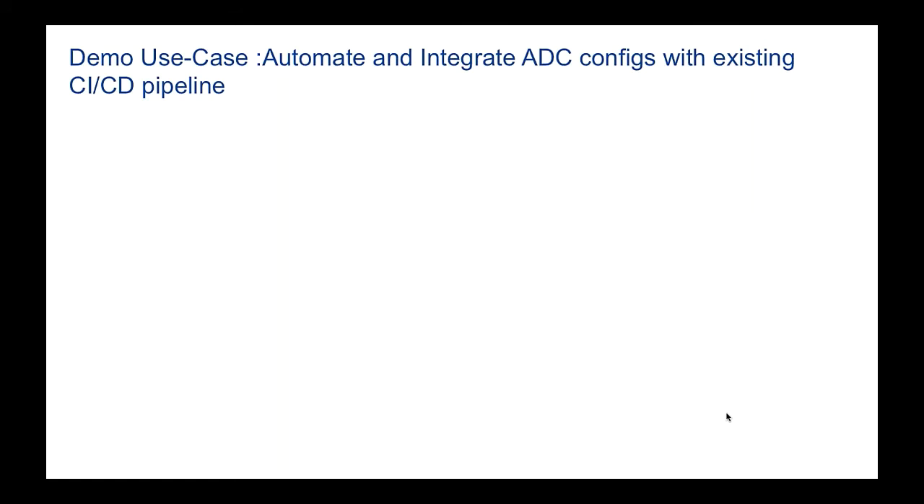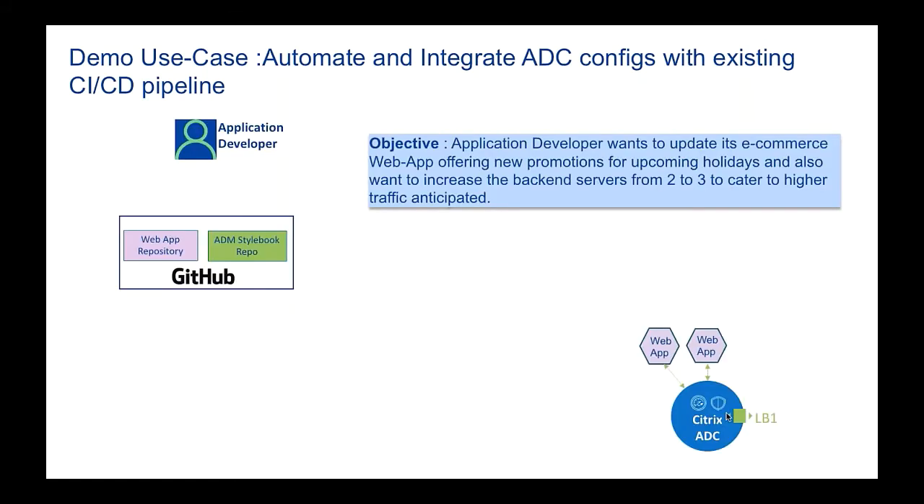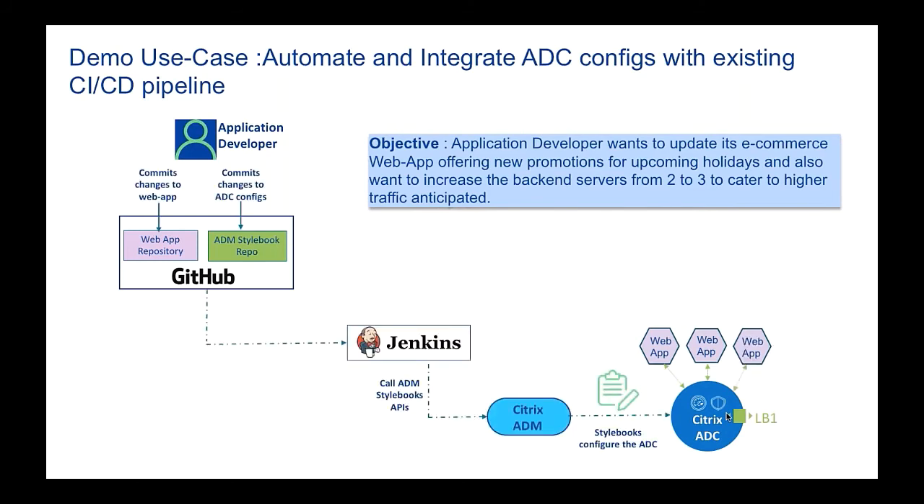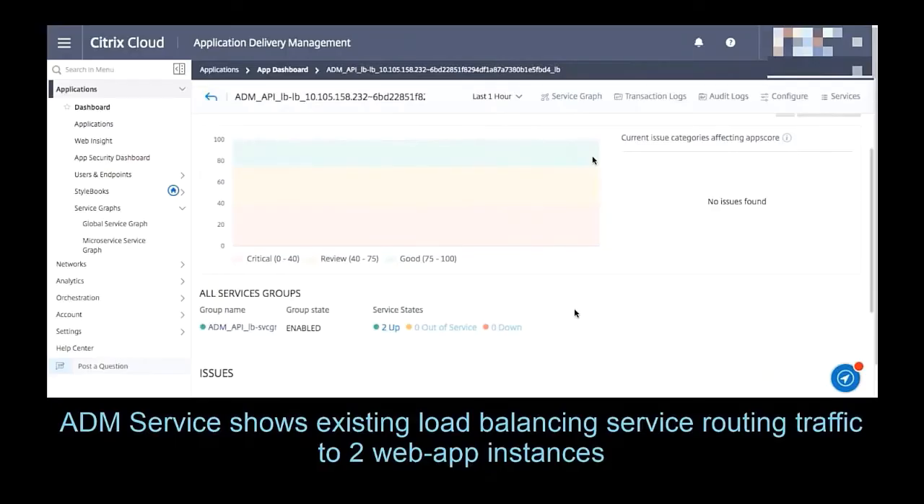CICD pipeline. Here is a quick illustration of the use case where an application developer wants to update and increase his web app backend servers from 2 to 3 to cater to high traffic. We'll see how Jenkins, GitHub, and ADM can be integrated so that ADC can be configured as part of the CI/CD pipeline seamlessly. Now let's see this in action. As you see here, I'm currently logged into my ADM service where you can see that I have an existing load balancer and it's routing traffic to 2 web app instances, and our objective is to update it to 3 web app instances.